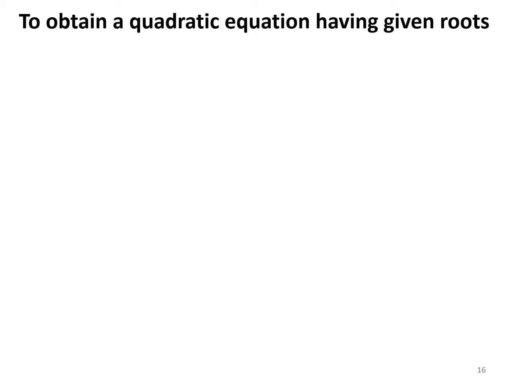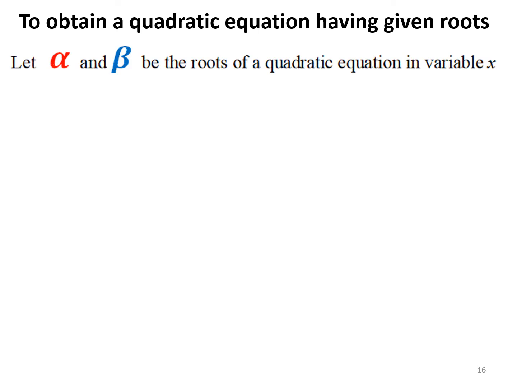Now let's move to the next topic. To obtain the quadratic equation having given roots. Till now the equation was given and we were finding the roots. Now here the roots will be given and we have to frame or find out the quadratic equation. So for the given roots, I consider let alpha and beta be the roots of the quadratic equation in variable x. So x is equal to alpha or x is equal to beta.